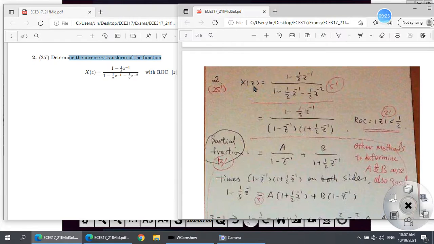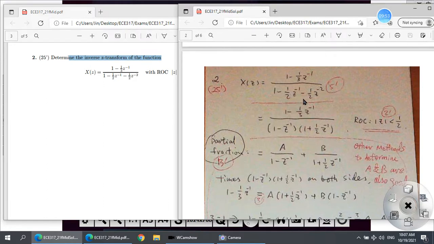Then you want to find the inverse z transform. You can use the partial fraction method, right? So you need to rewrite this so that the denominator is a multiplication of some simple factors, looks like this. And here you need to know how to write this denominator in this way.